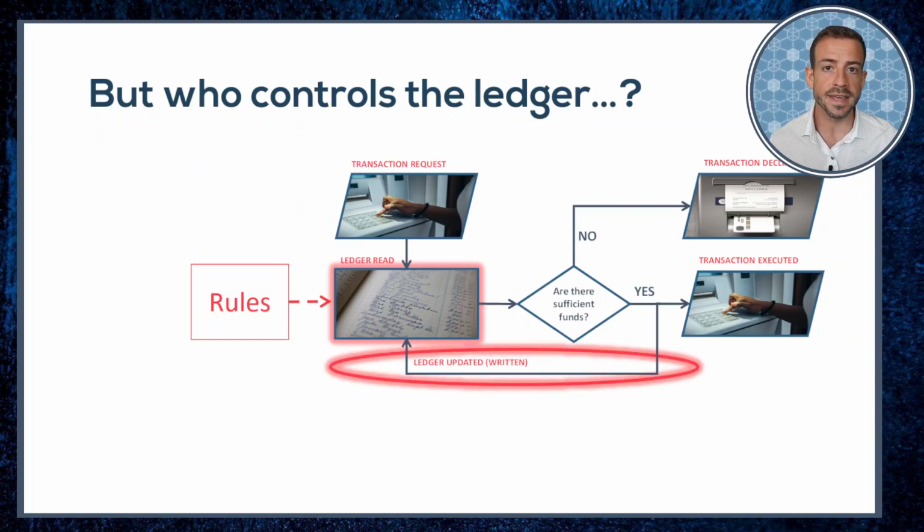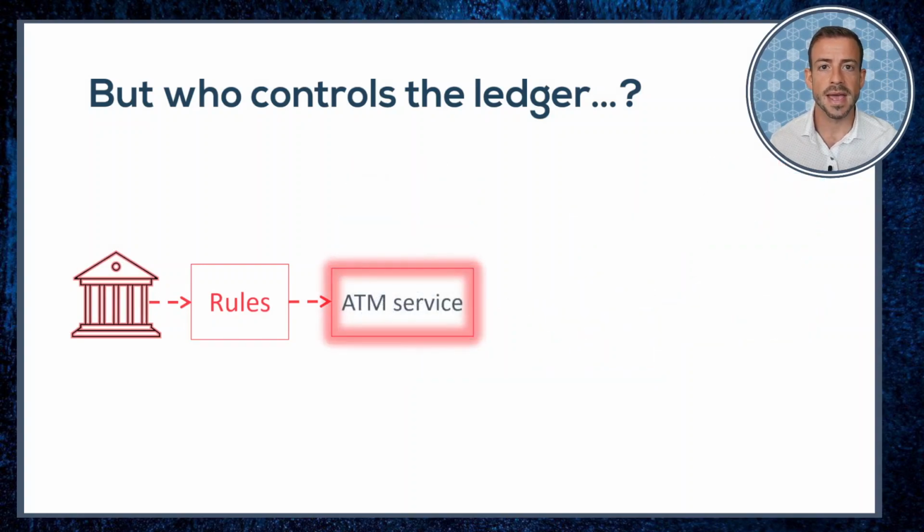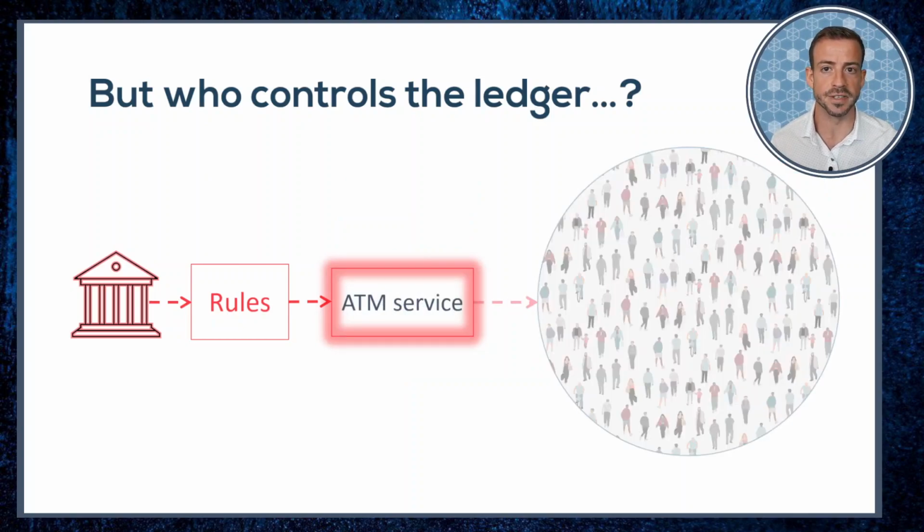But if we think that rules control the process, that's really just pushing the answer one step further back, because we can now ask, well, who controls those rules? Now, the simple answer in this case is to say that it's the bank. Let's take a moment then to simplify this diagram to center on the ATM service, and now to also show the users who depend on that service.